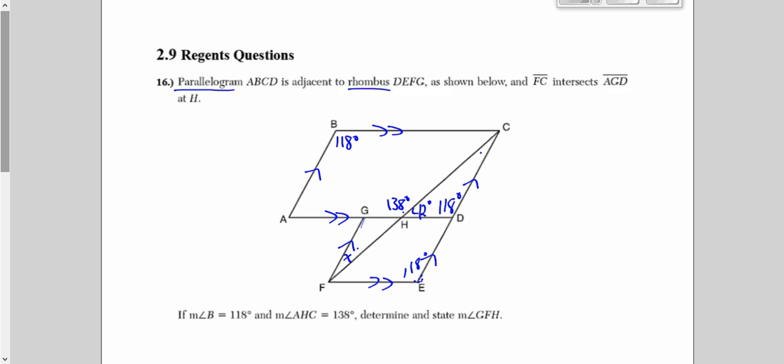Let me just move that out of there. Things not going right. Yeah. Anybody take a different path? Yeah. You can do the measure of FHD is 138. FHD is 138. Okay. Vertical angles, and then what?